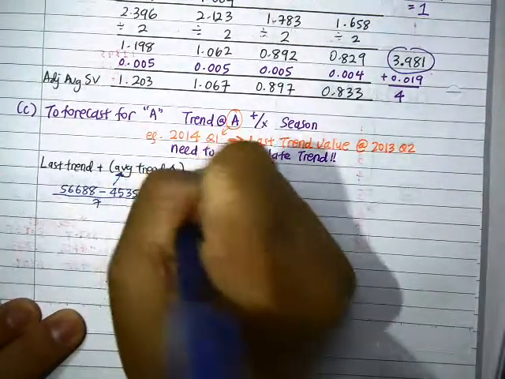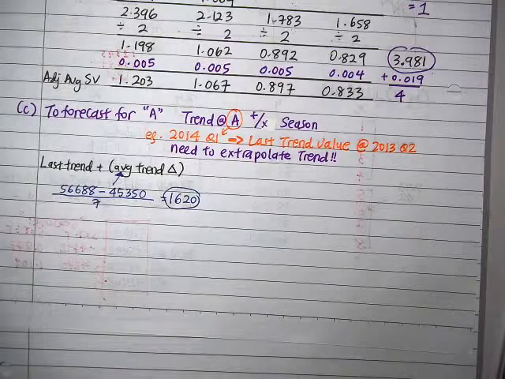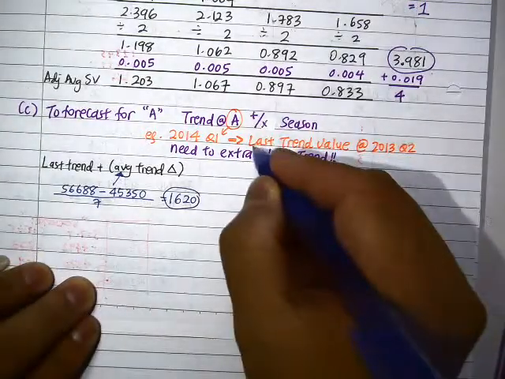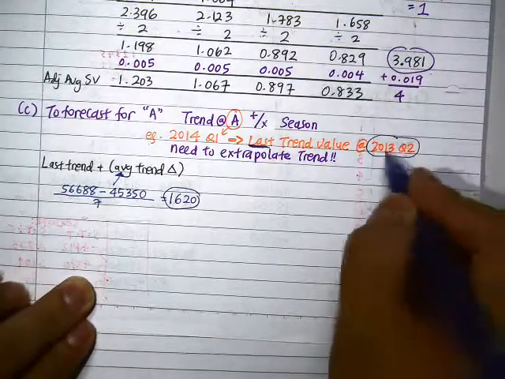That means we are saying that on average, one quarter the trend is increasing by 1620. On average, okay? One quarter the trend is increasing by 1620. So class, you see the last trend stopped at 2013 quarter 2, right?